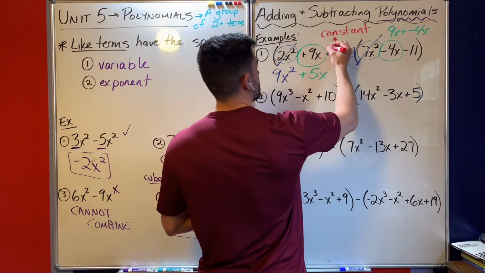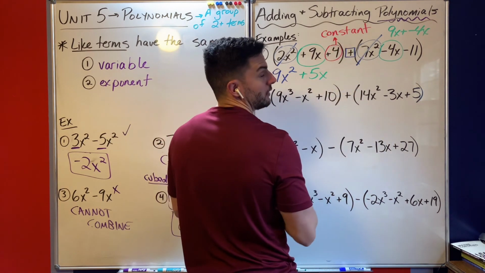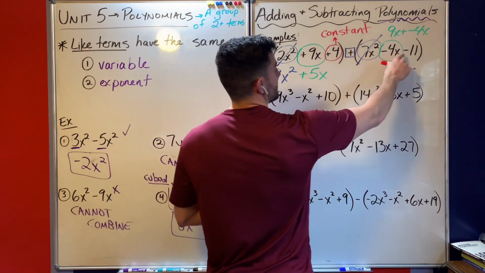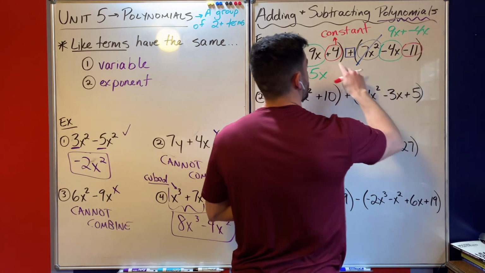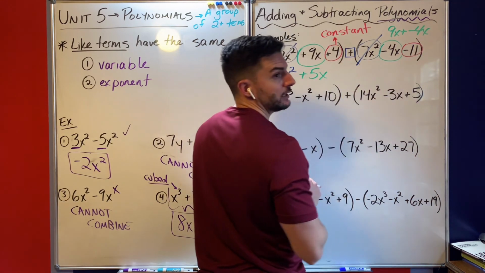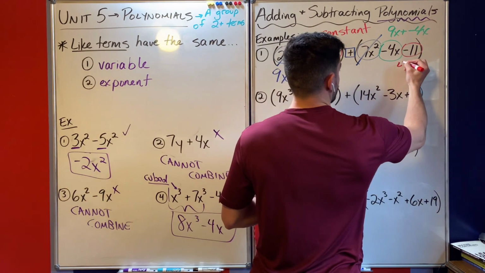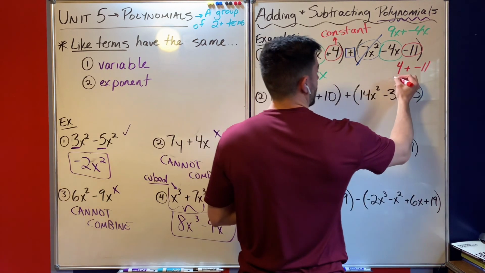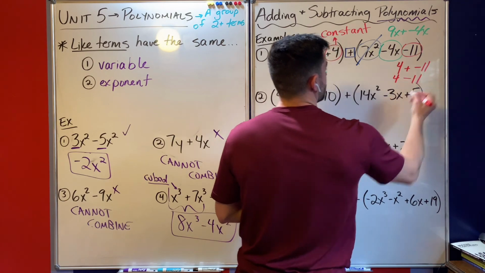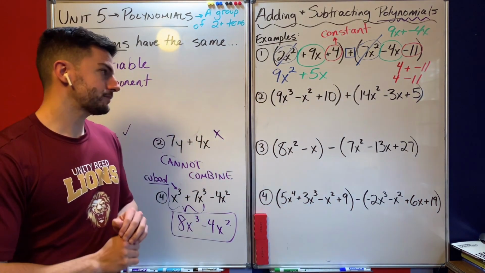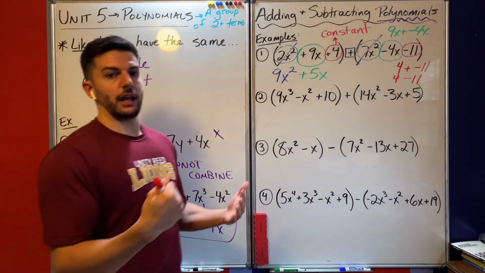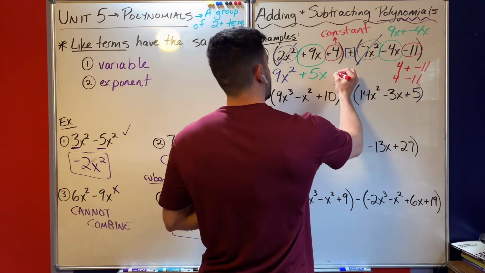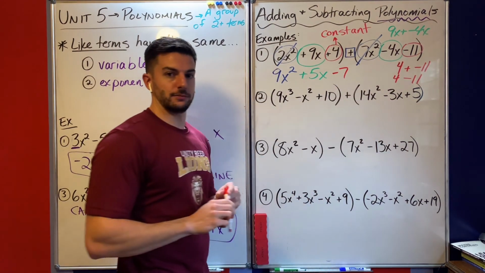Now the last ones here, these constants. I have this positive 4 plus negative 11. I could write that as 4 plus negative 11, or mathematically that's the same as 4 minus 11. Either way you write it is fine. If I did 4 minus 11, I would get negative 7 as an answer. And that would be it.